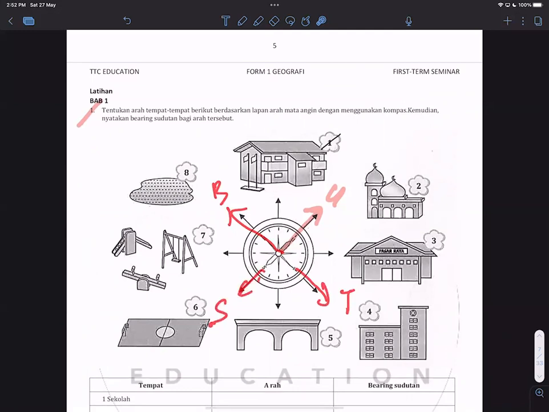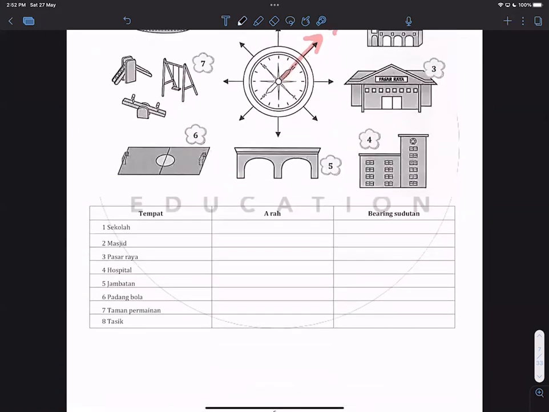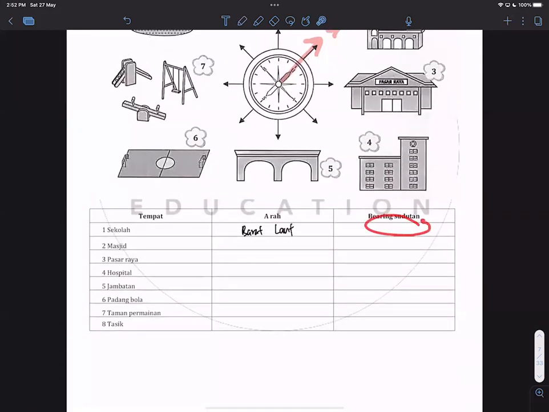So the science seminar is to tackle different type of questions. So within Barat and Utara, this is what we call Timur Laut. Understand, guys? Sorry, what Timur Laut? Barat Laut. Barat with Utara. Barat Laut, sorry. Okay, sorry. This is Barat Laut. So guys, answer this is Barat Laut. So guys, last one. What's the bearing sudut for Barat Laut?